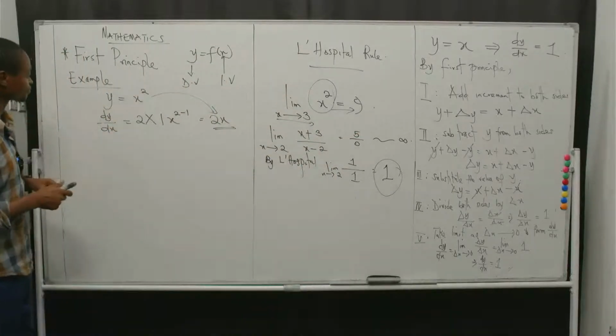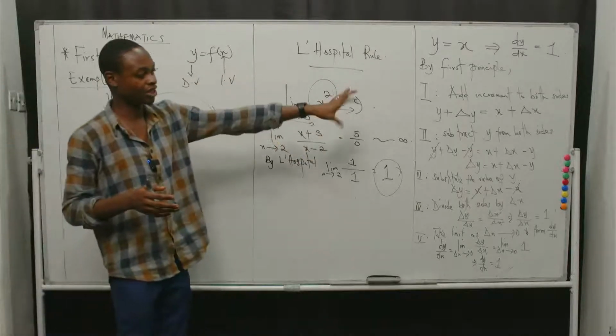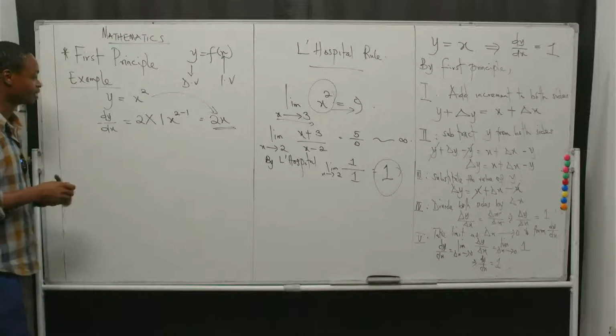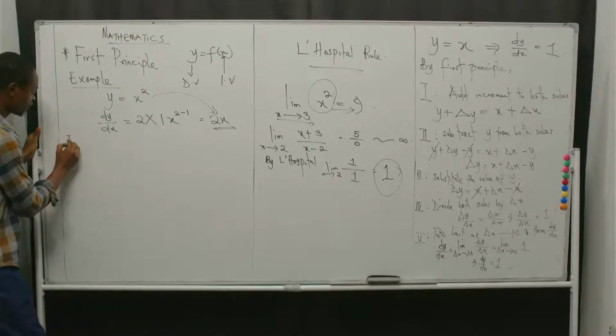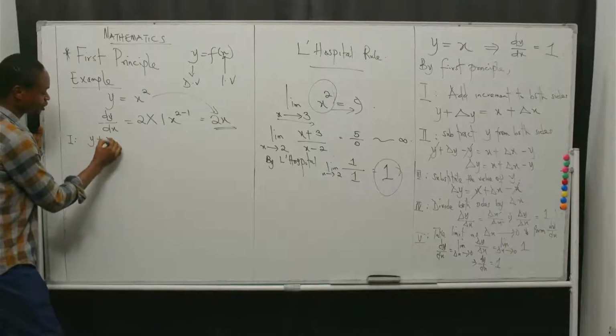So let's take y equal to x squared. This time around, I won't waste so much time writing the steps. We are just going to copy the steps there so that we have more space. So step 1, we are going to add increment to both sides. In this case, it's going to be y plus delta y.